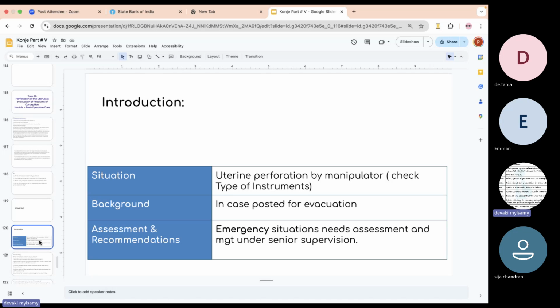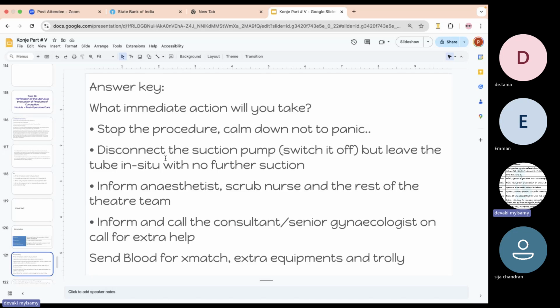Okay. So uterine perforation by manipulator or by instrument in case of missed miscarriage, posted for evacuation. This is an emergency situation which needs assessment and supervision of a senior. What will be your immediate action? You need to stop the procedure. So this stop should be very loud. That is what I wanted to tell you, Dr. Tania. I will stop the procedure further. Will not panic. Will not panic.